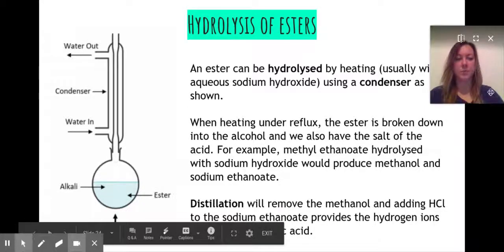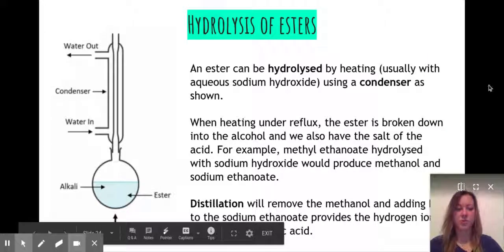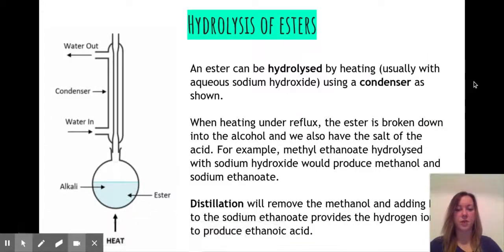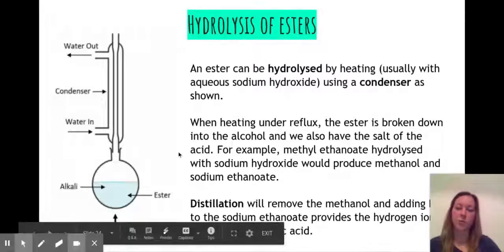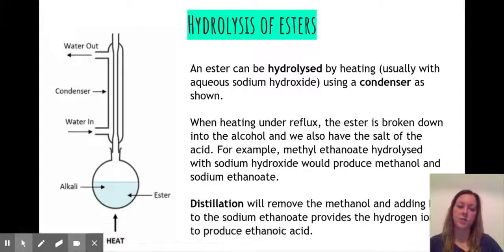That is quite a complicated process, but I have drawn out the structures for you on the next page so that we can go through what this actually looks like in terms of the structures of compounds involved. So it's important that you know what this setup is and what each piece of the apparatus does, and that the whole thing is called heating under reflux.